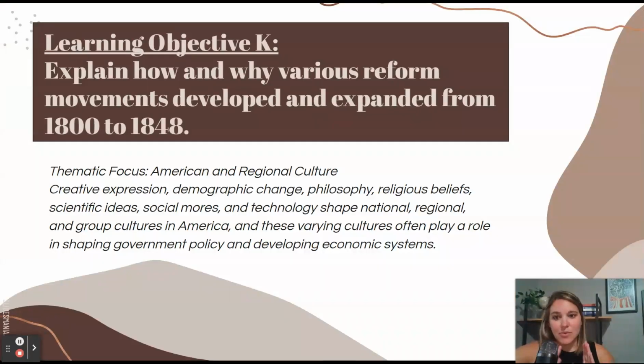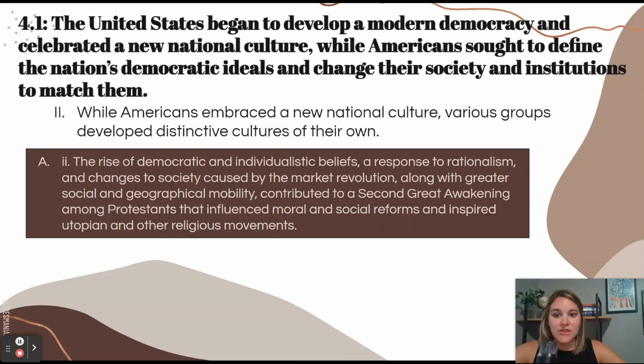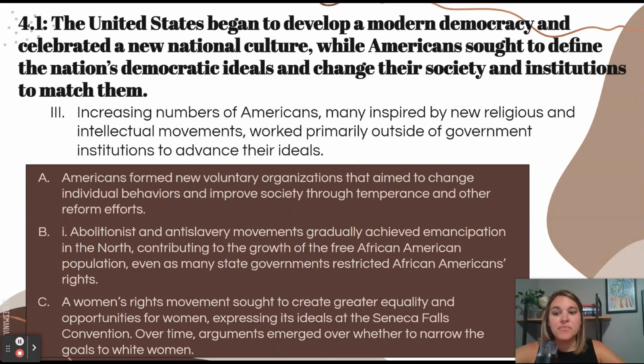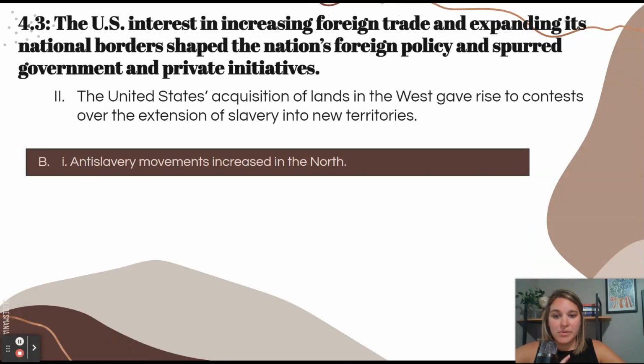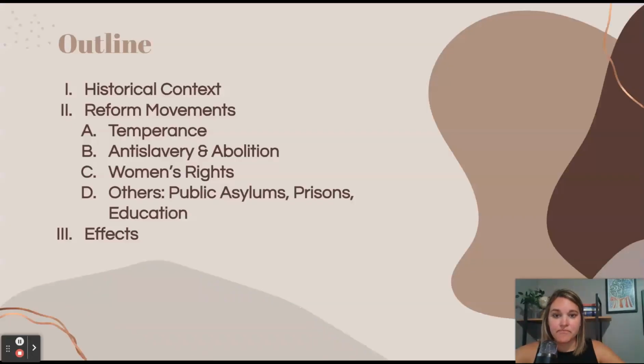We want to stay really focused on Learning Objective K, which says to explain how and why various reform movements developed and expanded from 1800 to 1848. In the curriculum, they emphasize what is leading to these reform movements, thinking about things like the market revolution, the Second Great Awakening, and utopian movements. And then we are going to be looking at some particular types of reform movements: the temperance movement, abolitionists and anti-slavery, and the women's rights movement especially.